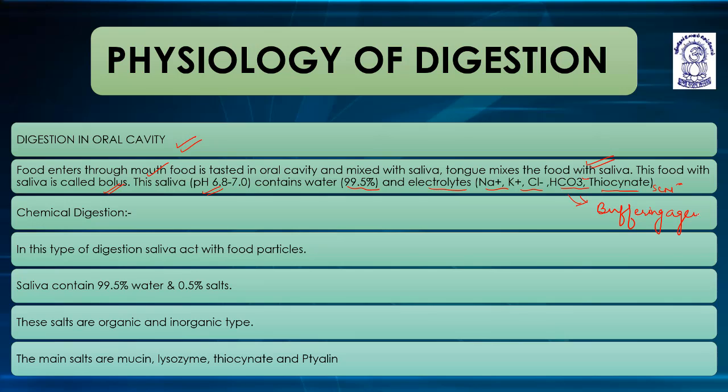It acts as a buffering agent. Cl minus, thiocyanate. Chemical digestion. In this type of digestion, saliva acts with food particles. Saliva contains 99.5% water and 0.5% salts.